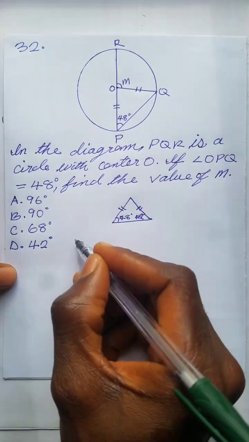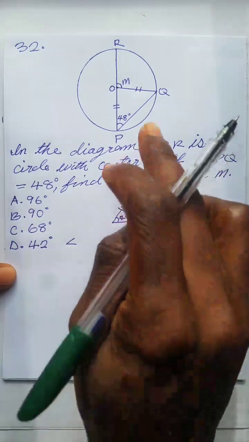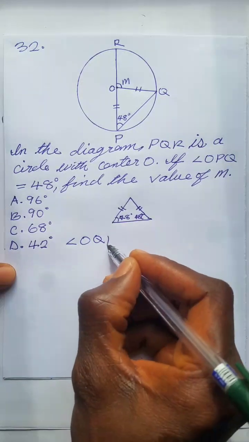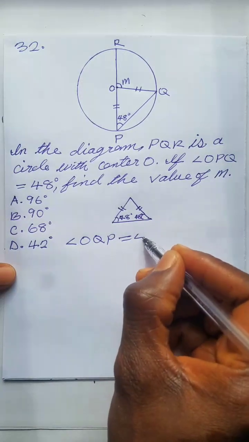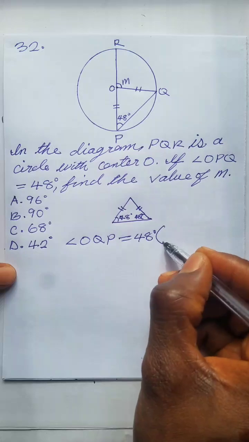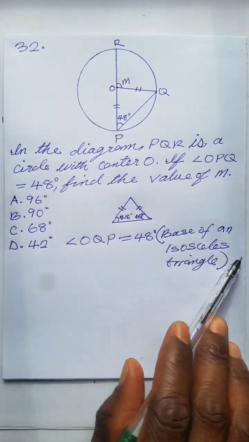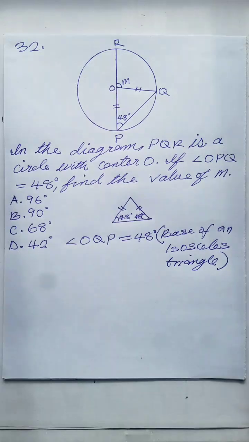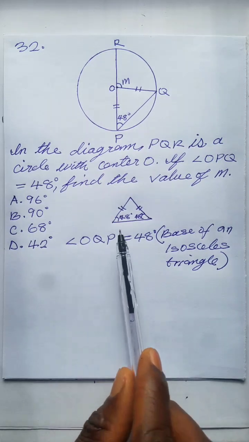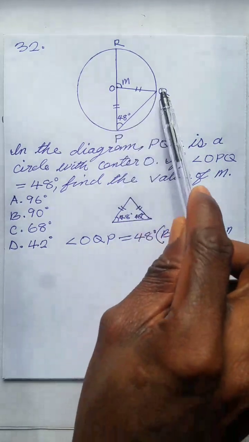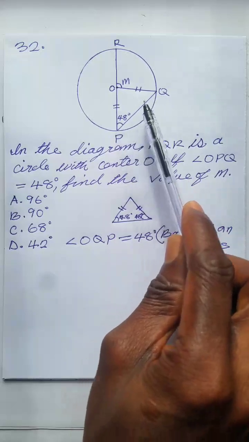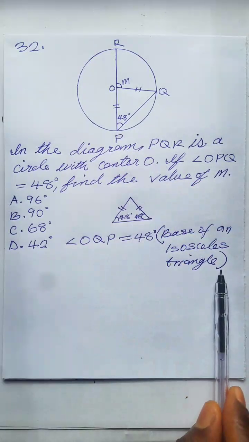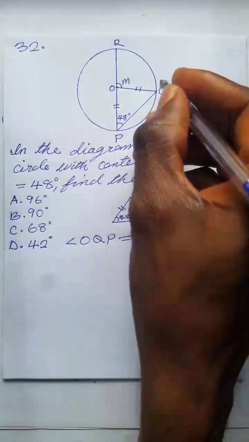So you can just state that angle OQP is equal to what? 48 degrees. Why? The base angles of an isosceles triangle are always equal. Is that okay? So this is equal to this is equal to this, because the base angles of an isosceles triangle are always equal. Now we've established that. I can put it here.